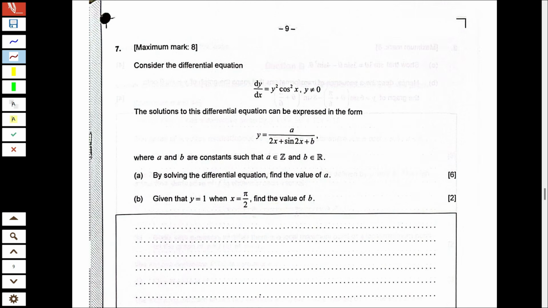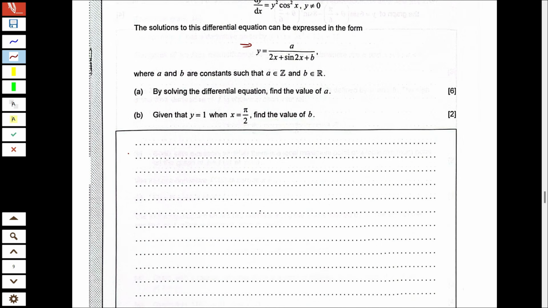Question 7. Consider the differential equation dy over dx equals y squared times cosine squared x. The solutions to this differential equation can be expressed in the form, here is the form, where a and b are constants such that a is an integer and b is a real number. Okay, first try to solve this differential equation.